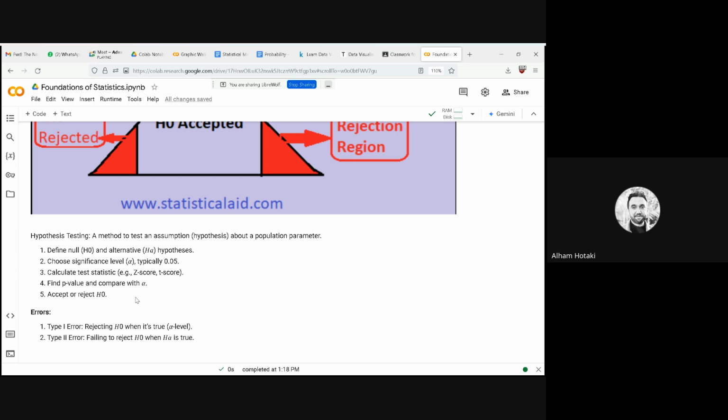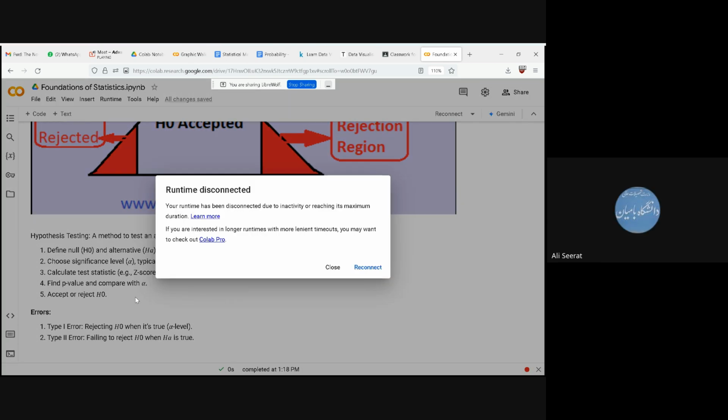Type 2 error is when you're saying that, yeah, women are actually living longer than men. So you're accepting the null hypothesis, while the alternative was true, which is men are living longer than women. You got the point? Yeah, so this is the difference.